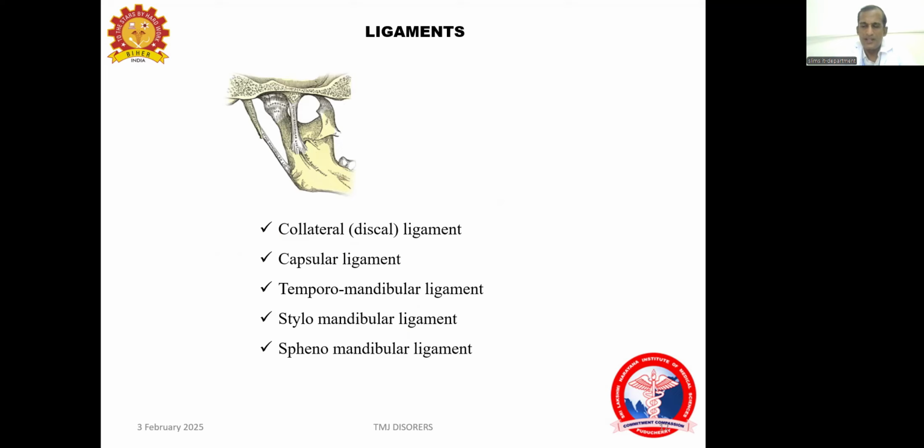Myofascial pain disorder is the other terminology that is most commonly used to denote the temporomandibular disorders.